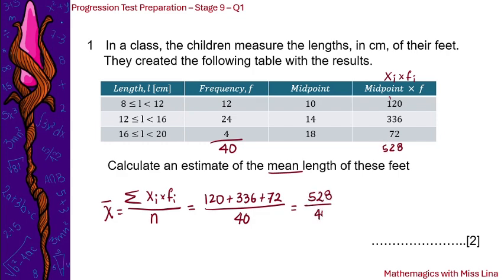528 divided by 40. Let's see, 1 times 40 is 40 and 52 minus 40 is 12. And we bring the next number, which is the 8. How many times is 40 in 128? 3 times. 3 times 40 is 120. So we have a remainder of 8. If we write a decimal point and put a 0, we could keep going with the division and write 2. 2 times 40 is 80, so we will have a remainder of 0. So the result of this division is 13.2, which means the mean length of these feet is going to be 13.2 centimeters. And that's how you are going to get the 2 marks.